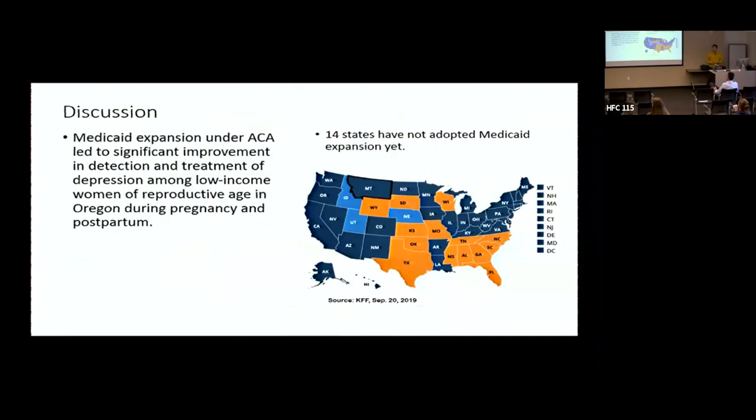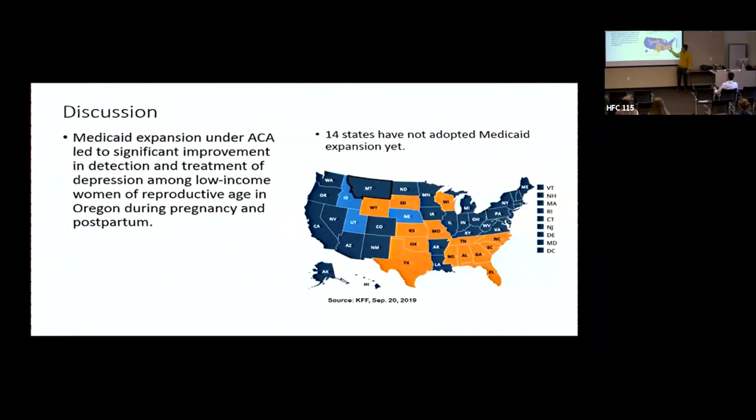So, conclusion: we find that Medicaid expansion in Oregon improved detection and treatment of depression among low-income women of reproductive age. And this is the current state of Medicaid expansion. As you can see, most non-expansion states, in yellow, are mostly southern states. So it's kind of the red states, as we expected.